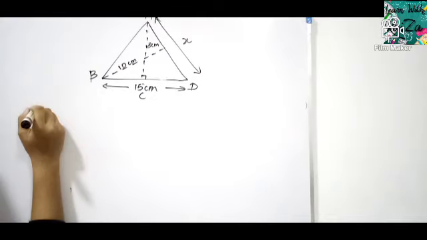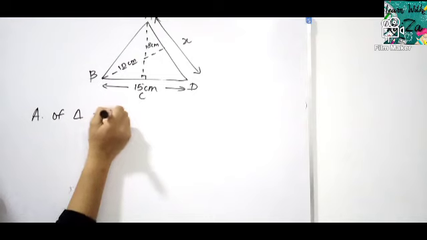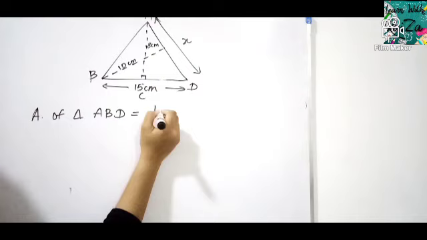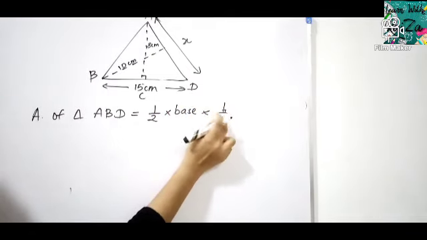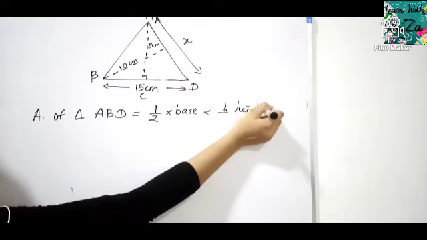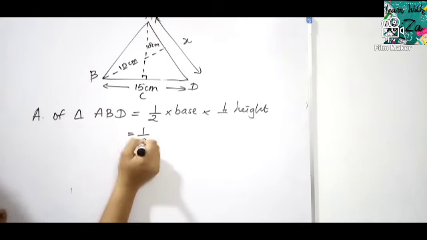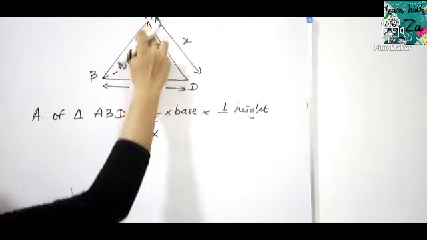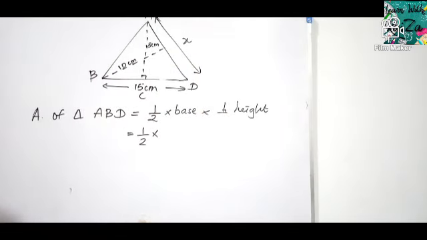So we'll write the formulas. Statement: area of triangle ABD is equal to what? As the common equation I told you, half into base into perpendicular height. This is the sign I am putting for perpendicular. Perpendicular means 90 degrees. So what is the base here? I am considering any triangle. To find the length of x, what is the base here?